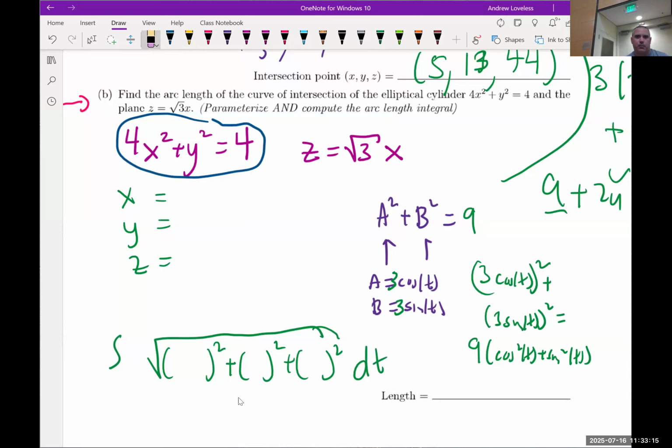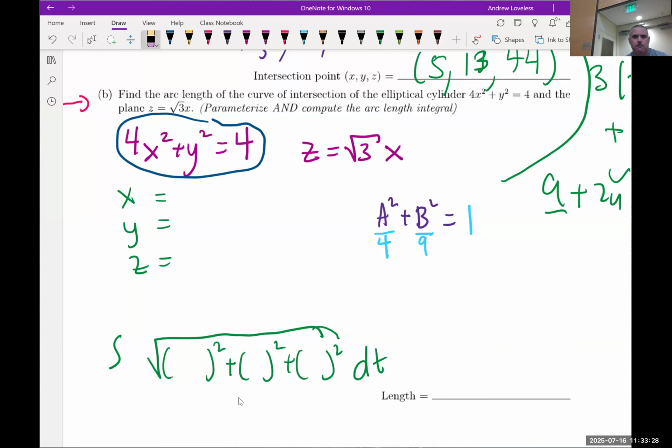Okay, so then the last step of the puzzle, what if it looks like this? We're going to say this over 9, this over 4 equals 1. That's an ellipse. There's a way to make an ellipse look sort of like a circle, and the way you do it is you factor it in this way. This would be a 3.